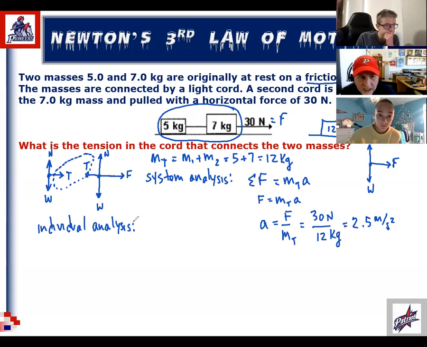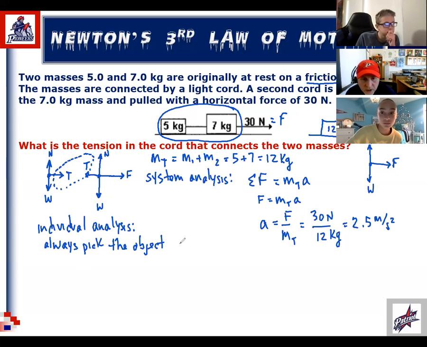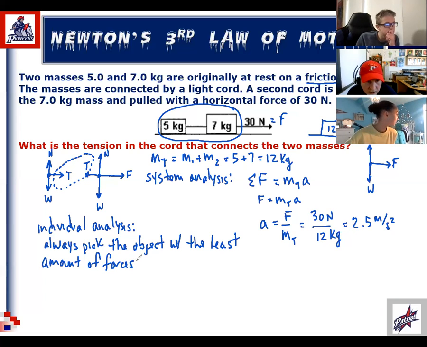To find the force. If there's only two objects, you only need to do this for one of them. If we had three objects, we would have to do two of these. So here's what we do. Always pick, I'm sorry, my writing is getting worse with this setup. Always pick the object with the least amount of forces. So when I look at object 1 and object 2, object 2 has these two forces. Object 1 has just one.